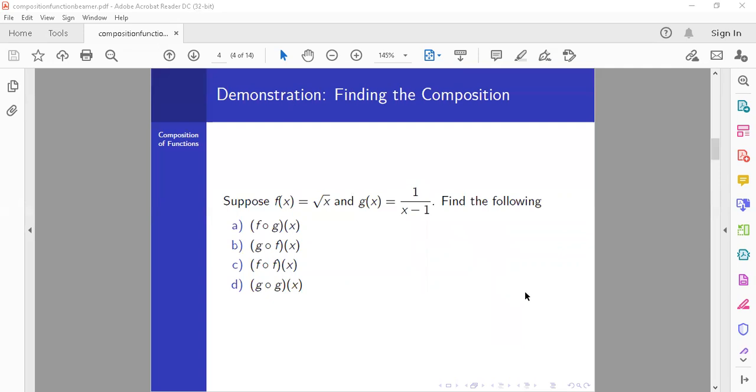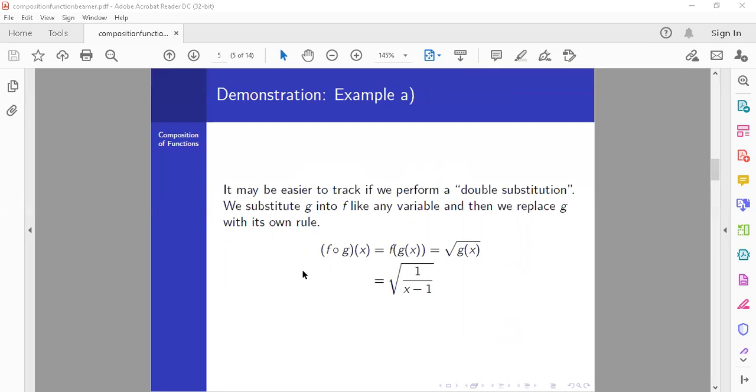So let's find some compositions. Suppose we let f of x equal the square root of x and g of x equal the reciprocal of x minus 1, or 1 over x minus 1. So let's find the following. We have f composed with g of x, we have g composed with f of x, we have f composed with f of x, and we have g composed with g of x.